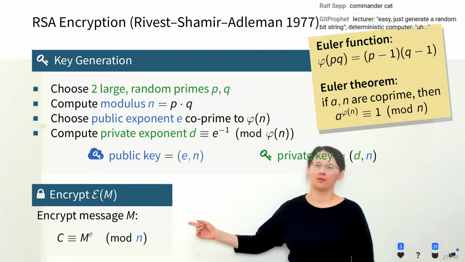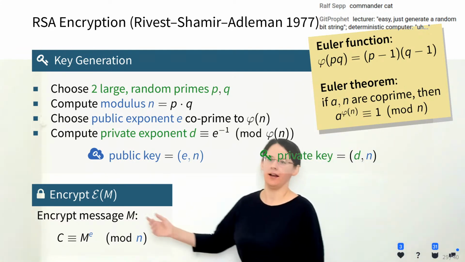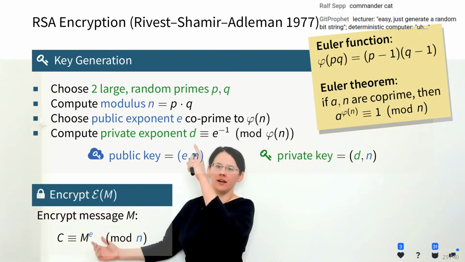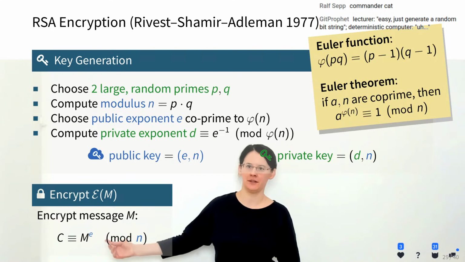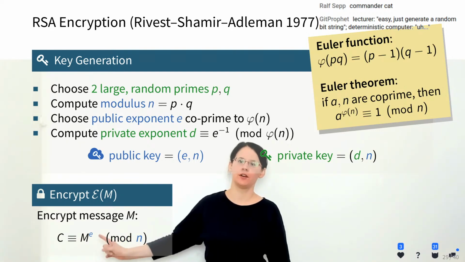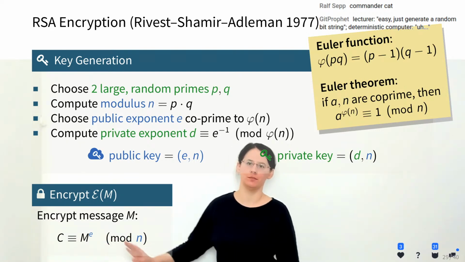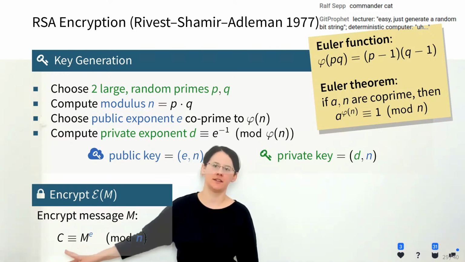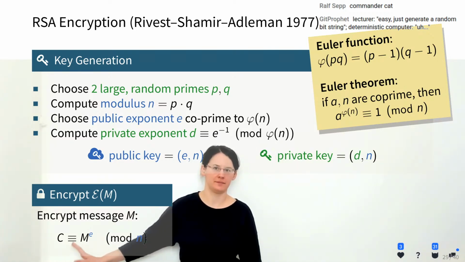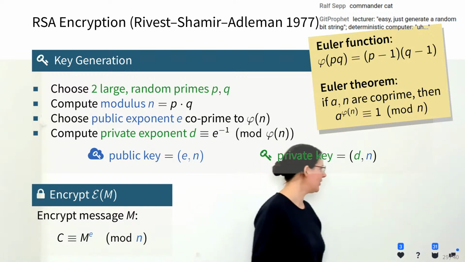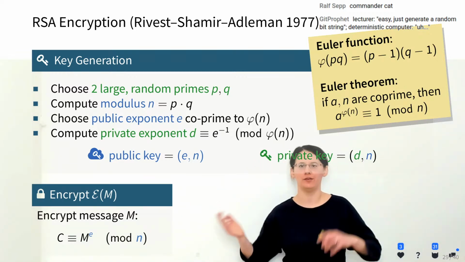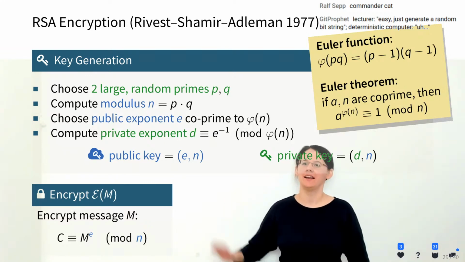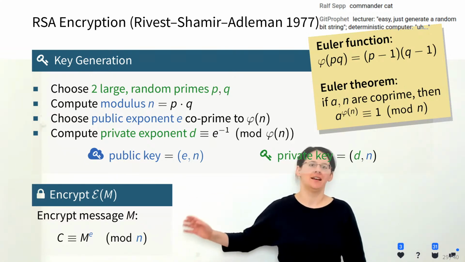You take the message you want to encrypt, and then you take your public exponent from up there. Remember that everybody can encrypt, and you simply raise the message to the power of the public exponent modulo n. The result is the ciphertext. That's it. So it's a lot easier to write down than something like AES, where you need to define the round function, blah, blah, blah. Here it's just an exponentiation.